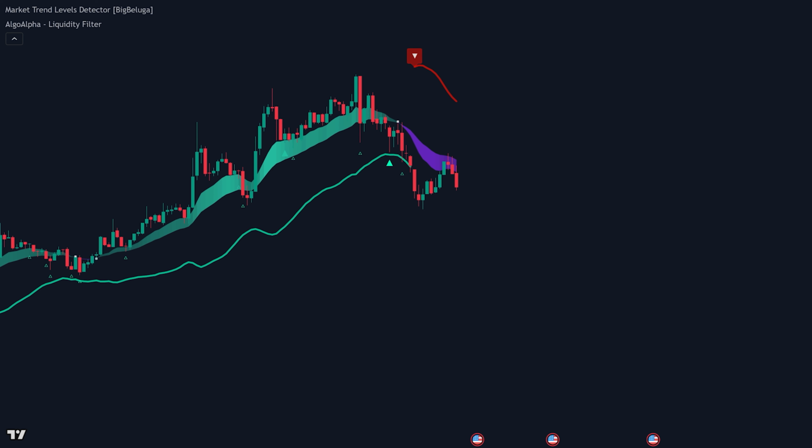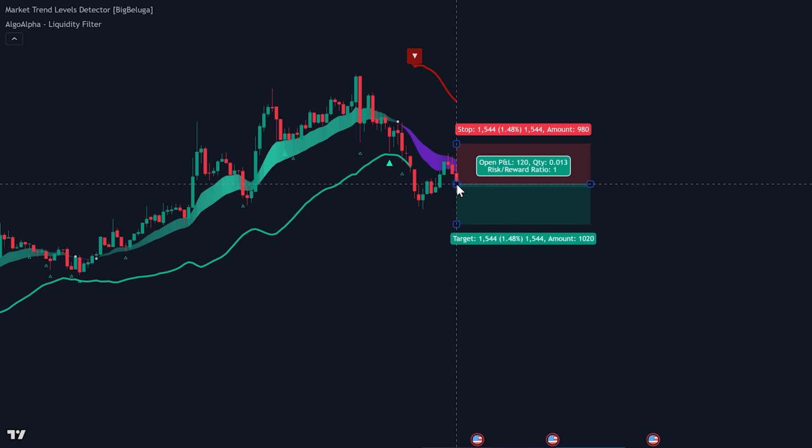We then wait for price to retrace and retest the purple shaded area. Once price rejects the zone and begins to drop from the purple shaded area, that's our confirmation to enter. With both the signal and confirmation aligned, we execute a short position.